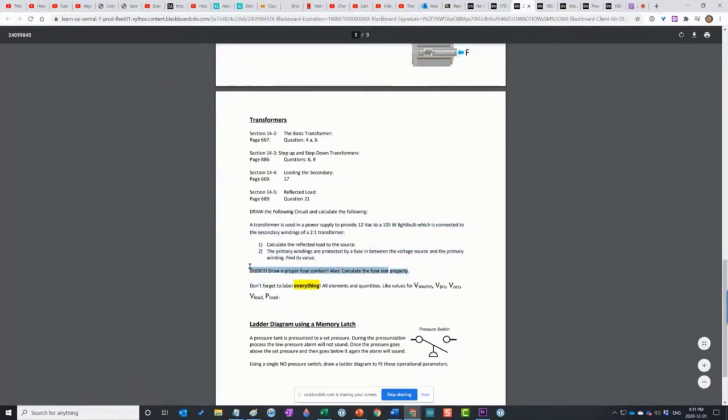You have to look. It says here in the review sheet that you have to draw a proper fuse symbol and calculate the fuse properly. Don't forget to label everything. Guess what? There may be a question on the exam where you have to draw.